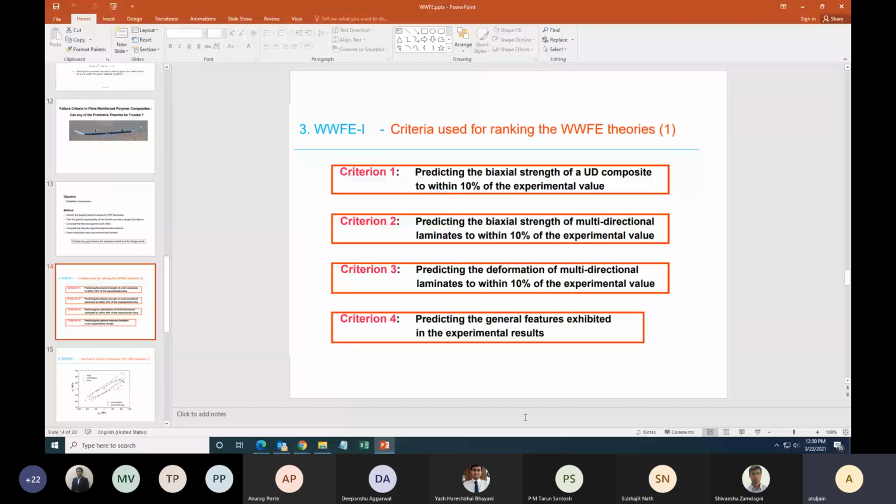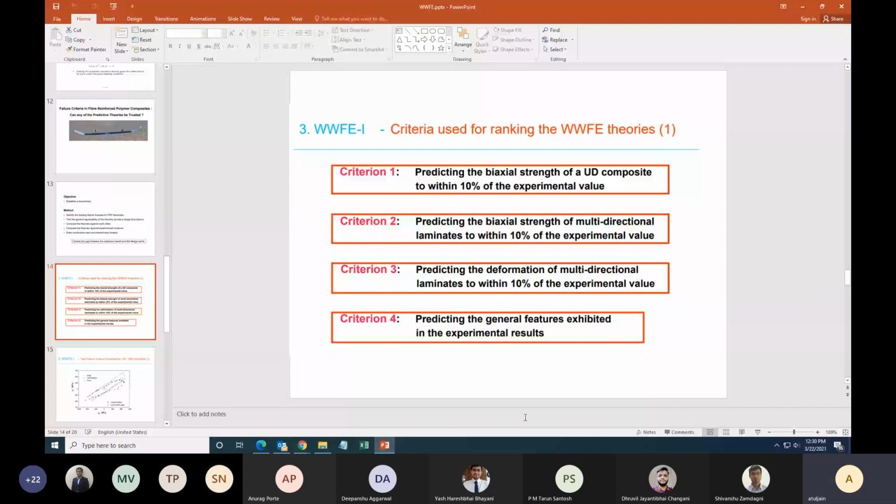So there were four criteria based on which the failure exercise was conducted. The first one was predicting the biaxial strength of UD composite within 10% of the experimental value. Second is slightly more difficult: predict the biaxial strength for multi-directional laminates to within 10% of the experimental value. So you have UD, then multi-directional, and then you have to predict the deformation in the multi-directional laminates within 10%. Finally, predict all the general features like mode of failure, etc.